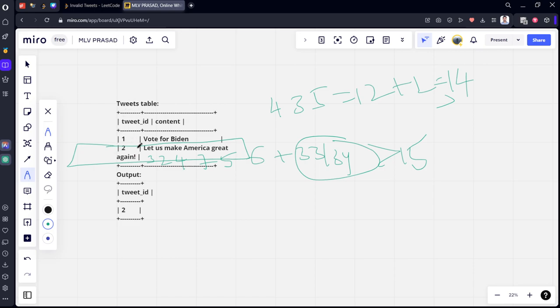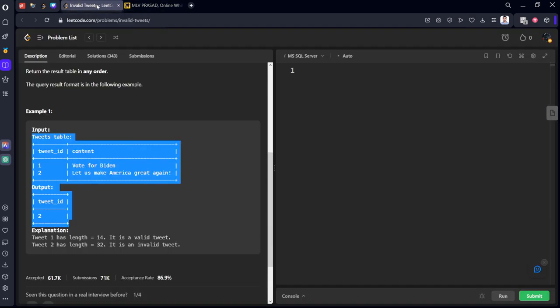And what is the tweet ID of the row which is matching it? 2. That is why this is the output. Let's write the code for that.